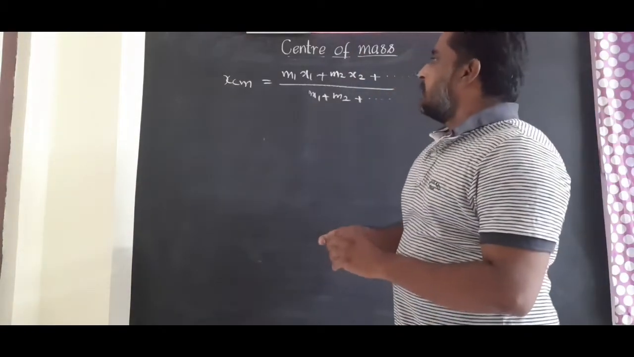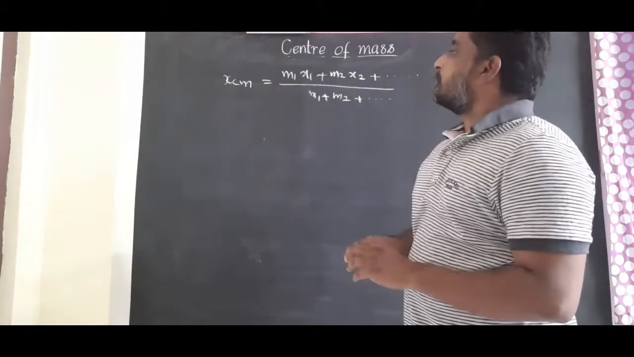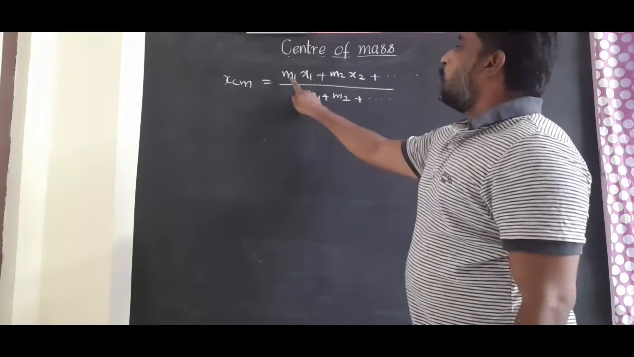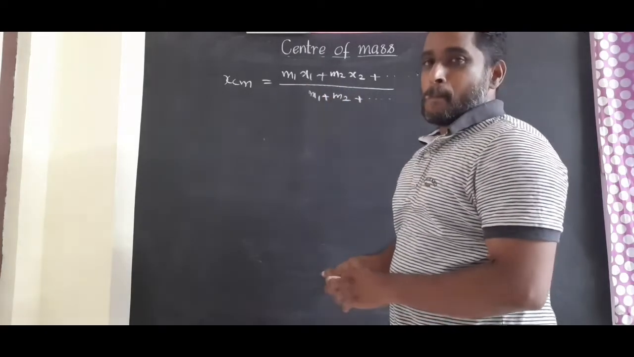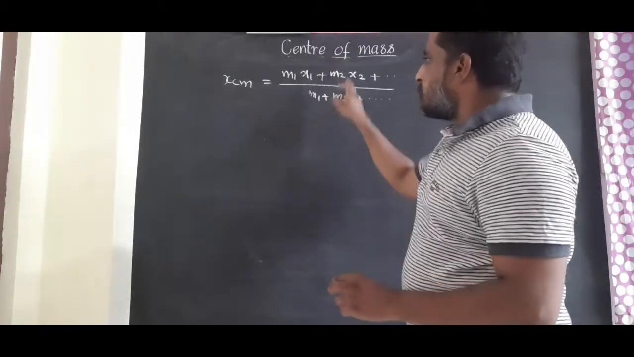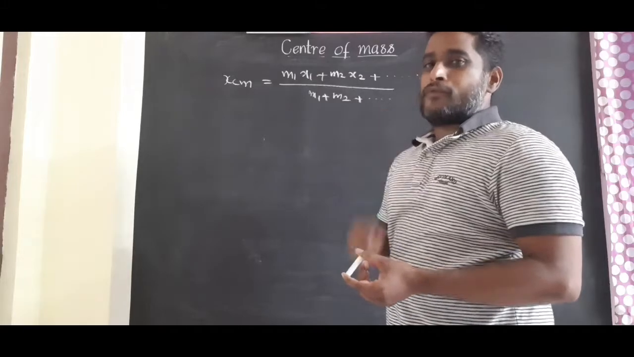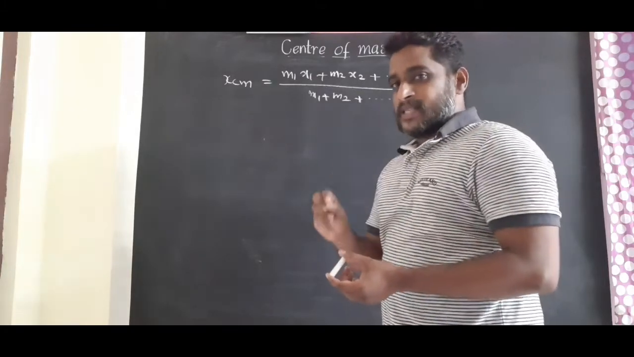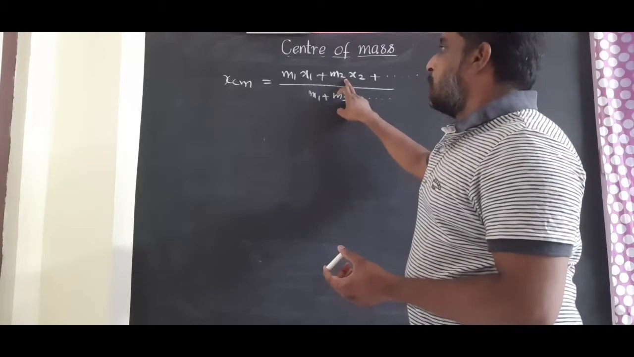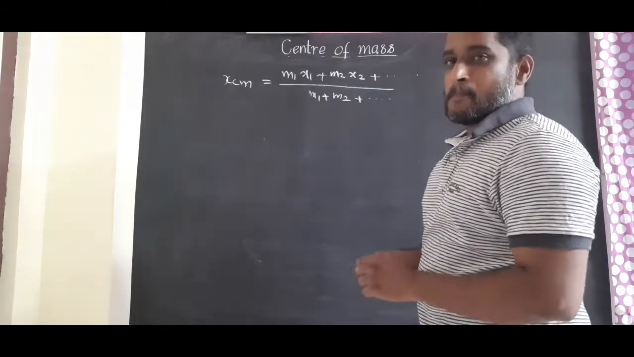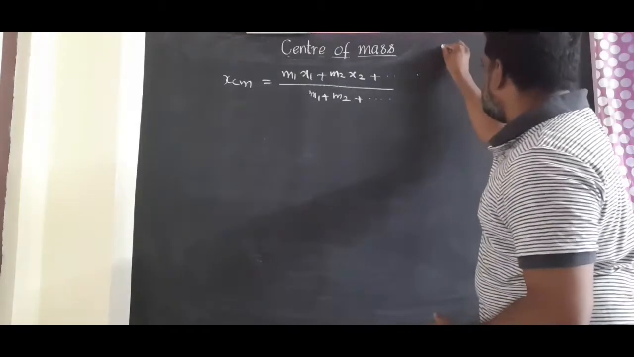First of all, let us look at the interpretation of this particular equation. If you look at the numerator part, we are having m1x1 plus m2x2 and so on. So this numerator part actually represents the sum of moment of masses of all the particles about the y-axis. Okay, I make the point more clear. Just look at this diagram.